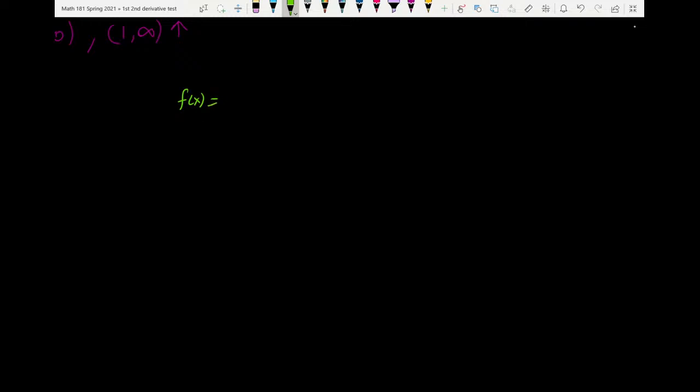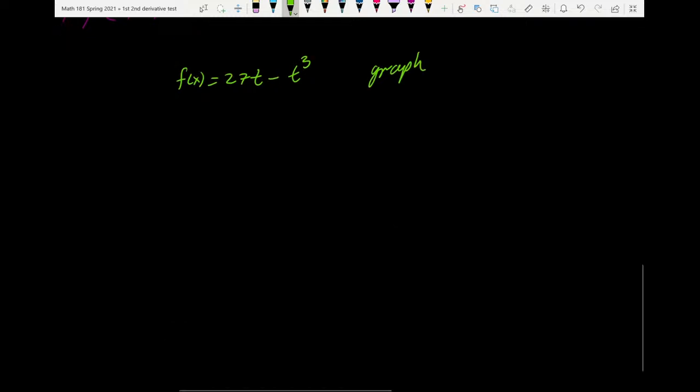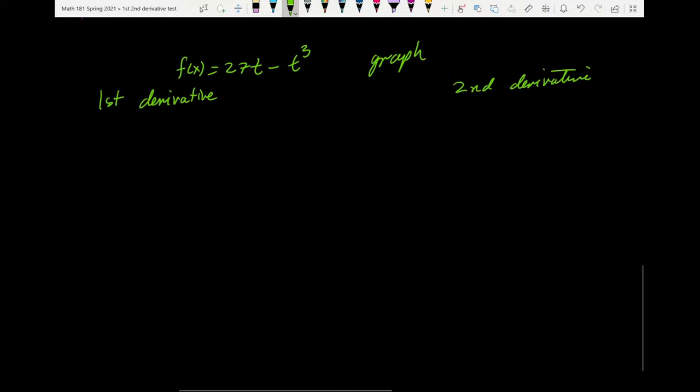Let's try this one again: 27t minus t cubed. Graph it. I'll give you a little bit of time. Try to do that. We have the first derivative test, and then we have the second derivative test. Okay, try it.